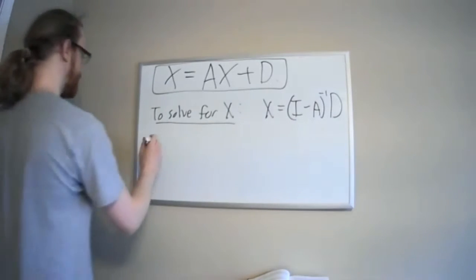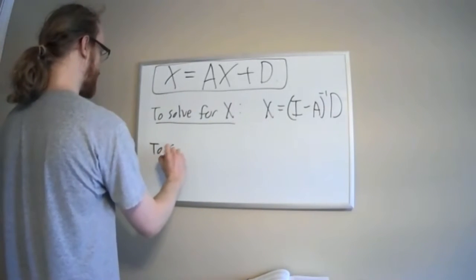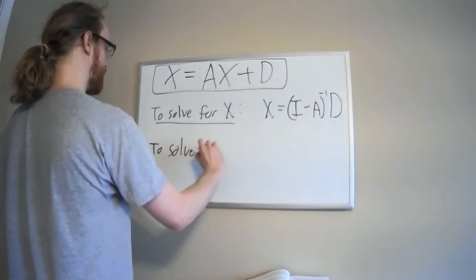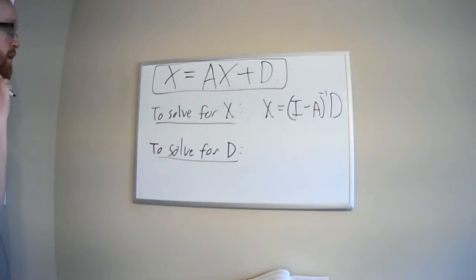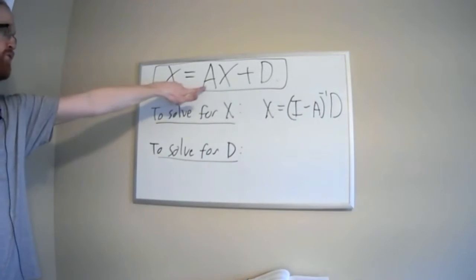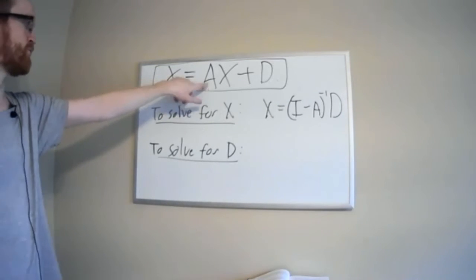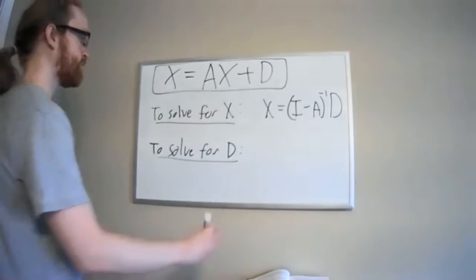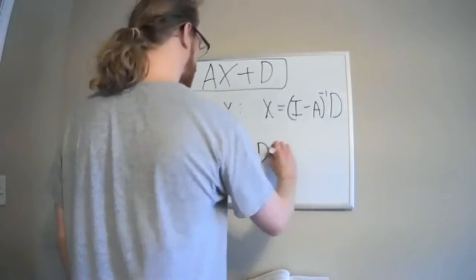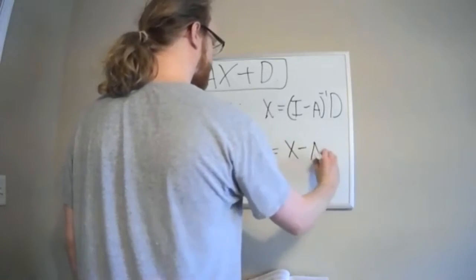And then in the other situation that I described just a second ago, you might have to solve for D instead. So it might be that you need to find a D if you already have A and X. In which case, if I wanted to solve this equation for D, it's not so bad. All I have to do is subtract the AX from both sides. That'll get D by itself. So we end up finding out that D equals X minus AX.